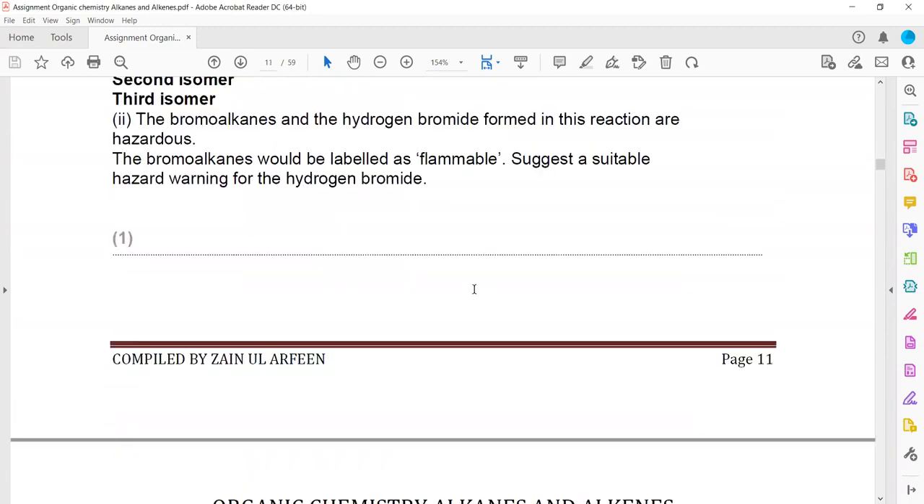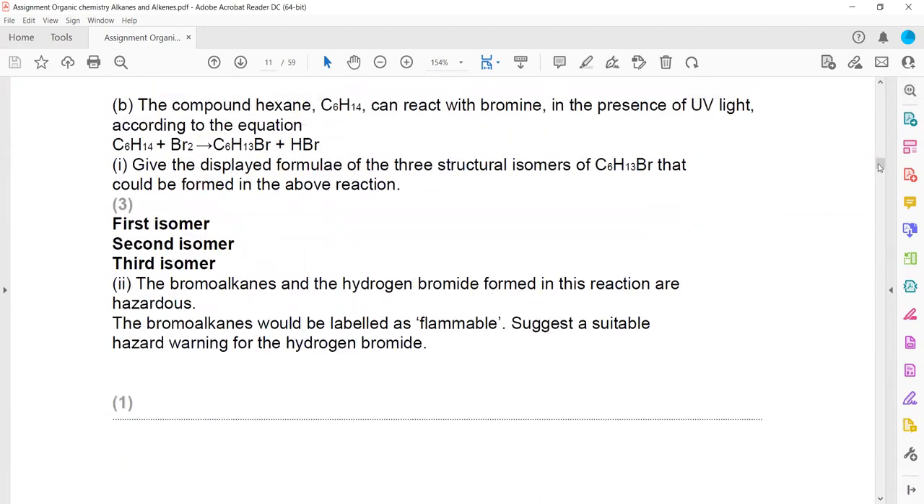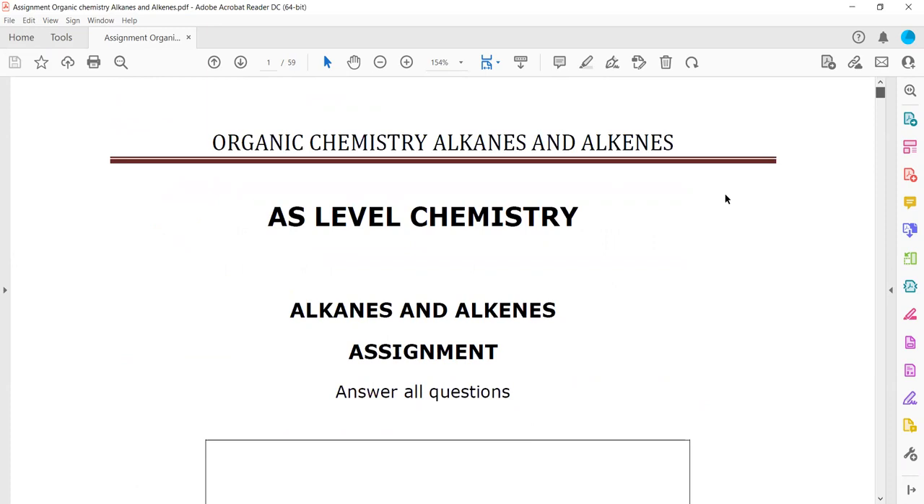So these are the questions from the assignment on alkanes and alkenes.